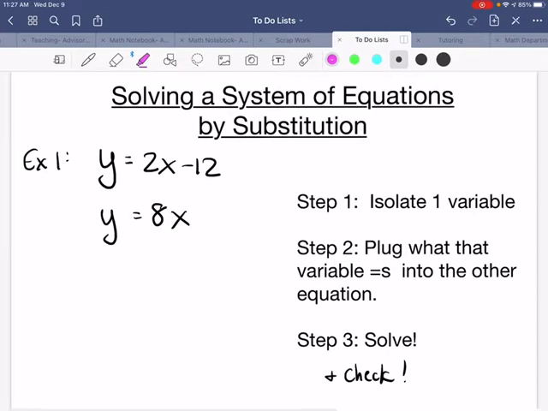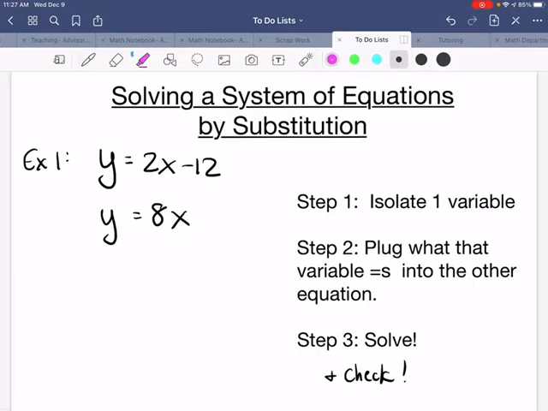The first step is you have to make sure you have one variable isolated. The idea of substitution is you're replacing, right? If a substitute teacher comes in, the regular teacher is not there that day and somebody comes in their place. Same thing here. We have to have one variable who's going to be absent and something else is going to come in its place. So let's take a look here.